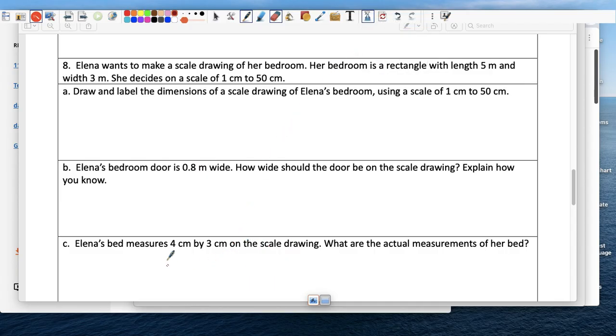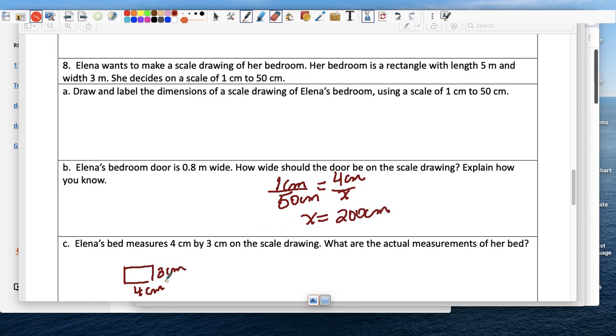Okay. In my drawing, Elena's bed measures 4 centimeters going this way and 3 centimeters going this way. What are the dimensions of her bed in real life? Again, we get to use this proportion. 1 centimeter is 50 centimeters. One side of her bed is 4 centimeters over x. Cross multiply, and x equals 200 centimeters. So in real life, the side that says 4 is 200 centimeters.